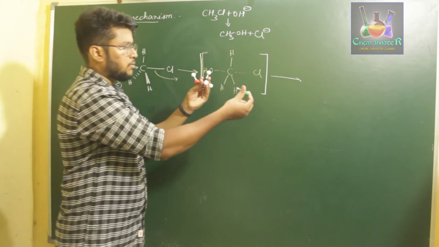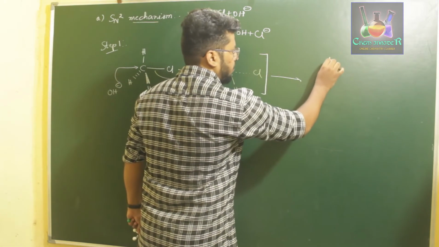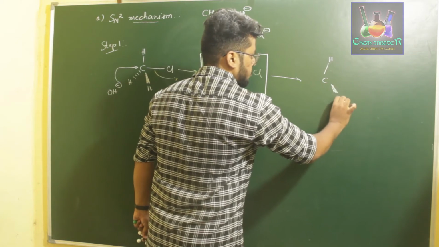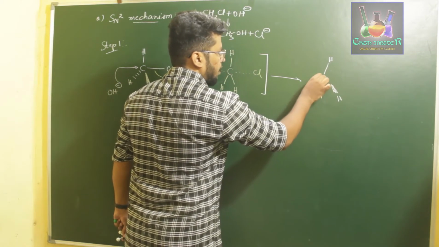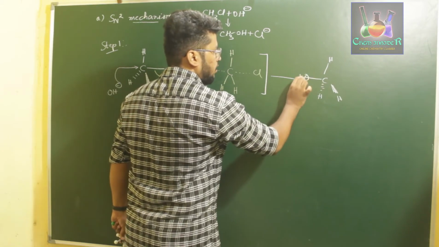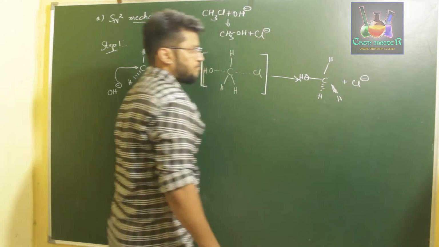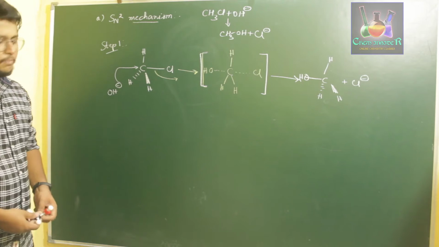Here we have completely removed our halogen. This hydrogen will be in the plane, this hydrogen will be above the plane, and this hydrogen will be below the plane. And we have the OH in the plane of reaction after removing our Cl minus. This type of mechanism is called the SN1 mechanism.